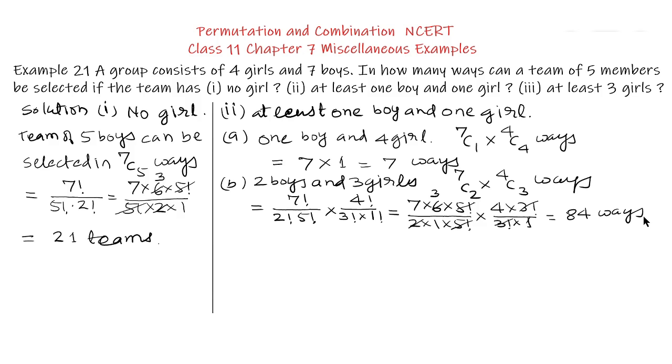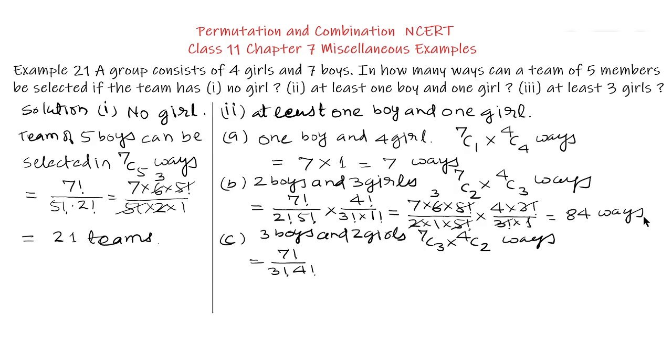Part C, 3 boys and 2 girls. This can be selected in 7C3 multiplied by 4C2 ways. This can be calculated like this: 7 factorial upon 3 factorial multiplied by 4 factorial, into 4 factorial upon 2 factorial into 2 factorial.